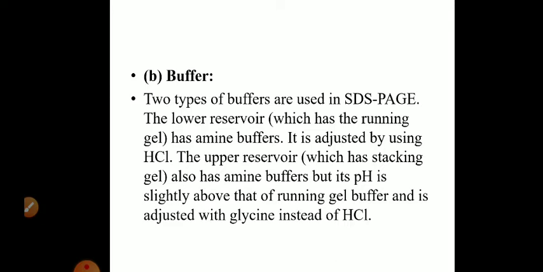Here we use different kinds of buffers also. Two types of buffers are used in SDS-PAGE. The lower chamber, which has the running gel, has Tris buffer. It is adjusted by using HCl. The upper reservoir, which has stacking gel having pH 6.8, also uses Tris buffer, but its pH is slightly different from the running gel and is adjusted with glycine instead of HCl.